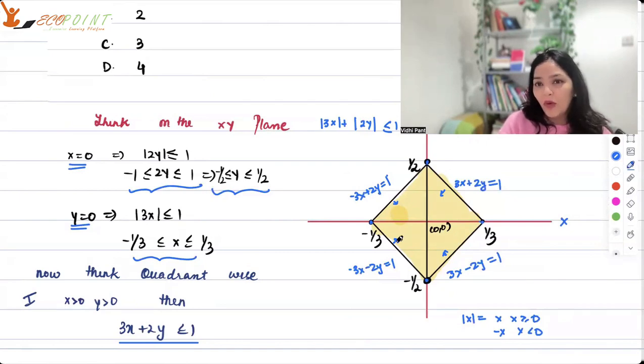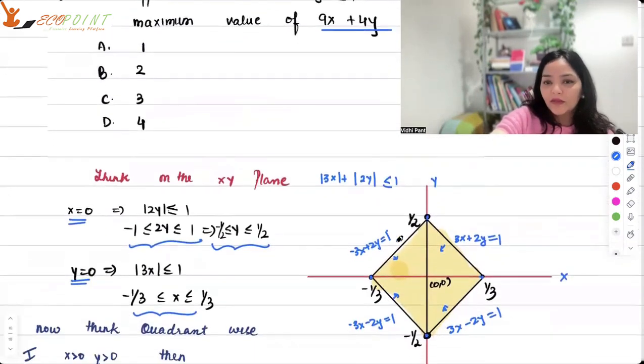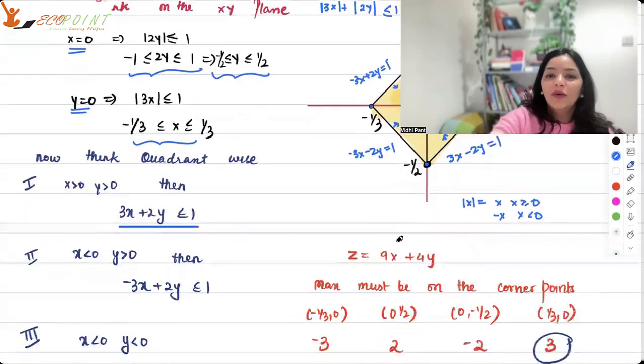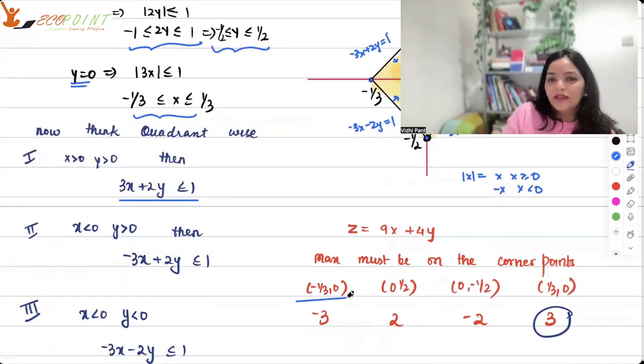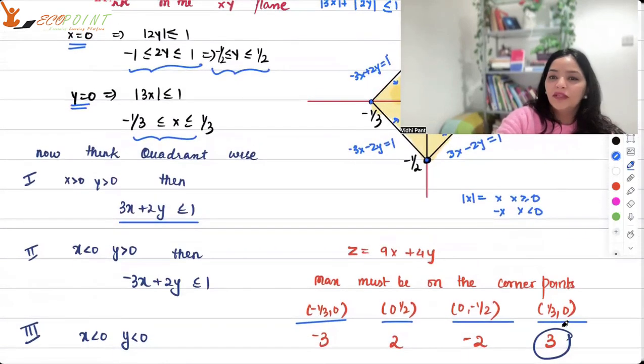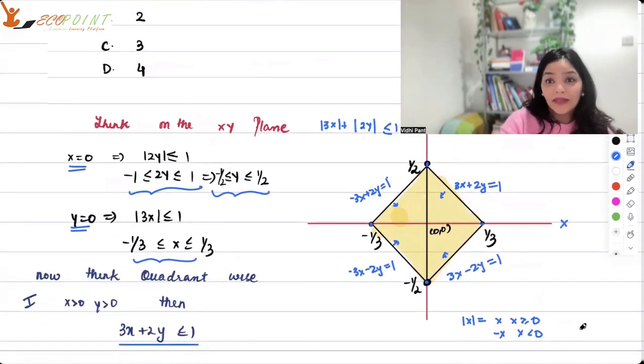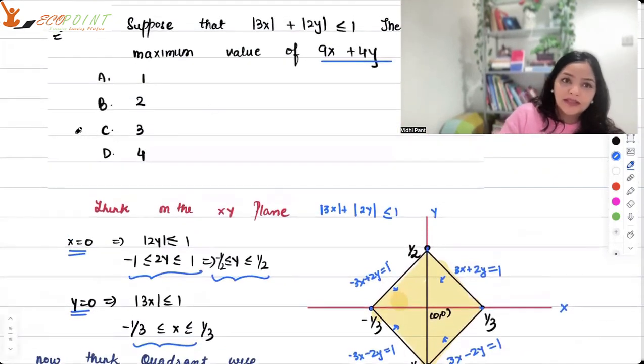Now we want the maximum of your objective function, which is 9x plus 4y. So that's your z, and this is the feasible region. Where will you find your optimum? At the endpoints, the corner points. The corner points are (minus 1 by 3, 0), (0, 1 by 2), (0, minus 1 by 2), (1 by 3, 0). The values, as you can see here, are minus 3, 2, minus 2, 3. 3 is the biggest value. So what is the biggest value? The biggest value is 3, which is option C.